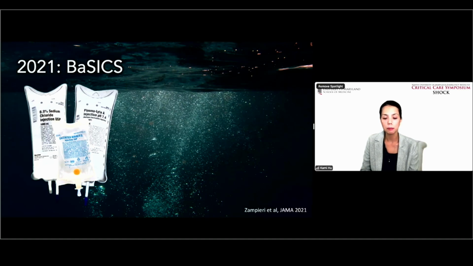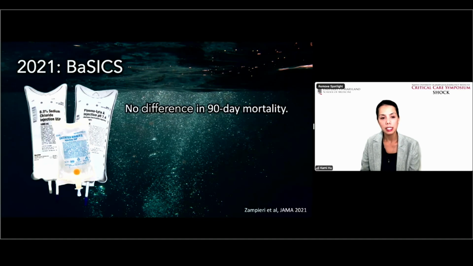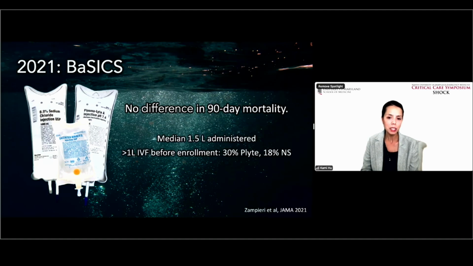In 2021, the BASICS trial came around, a randomized controlled trial, very well planned and executed, 11,000 patients, and it didn't really find a difference in 90-day mortality between primarily Plasma-Lyte and normal saline. The caveats that some of us will mention are that in general, these patients were less sick overall. There were lots of post-surgical patients and a high percentage, somewhere around 40%, I believe, that weren't actually refractory hypotension. And there was a good amount of fluid given prior to randomization, greater than 1 liter, and lots of crossover. So some of the P-Lite patients got normal saline and some of the normal saline patients got Plasma-Lyte. So it may be that that's muddied the waters and why we don't see much difference between the groups.